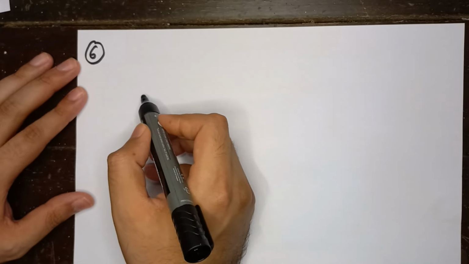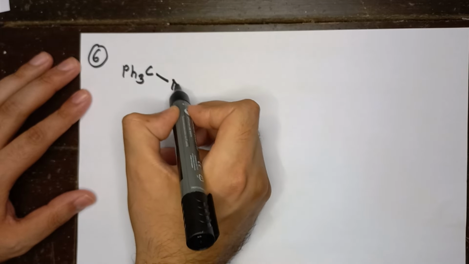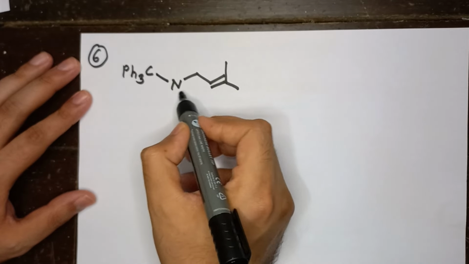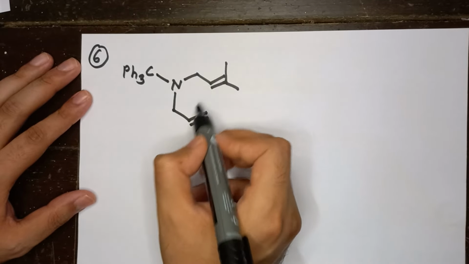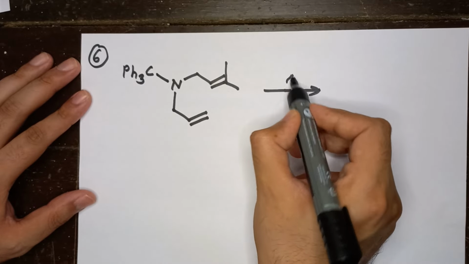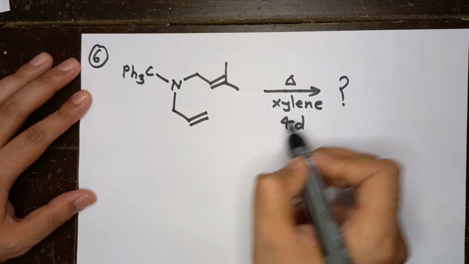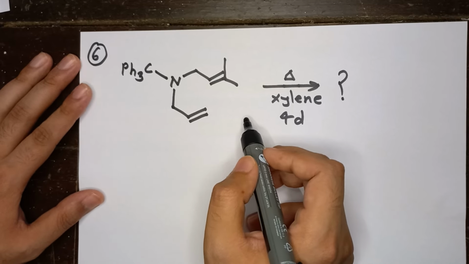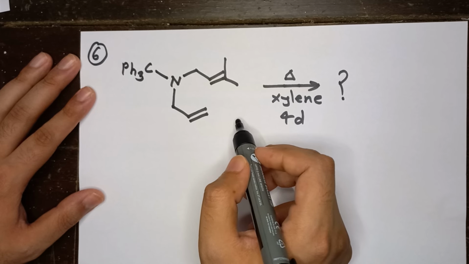Okay, here is another question. So this time I have two double bonds in a single molecule. I am heating it up in presence of xylene as a solvent for 4 days. So what is the product? Feel free to pause the video and try this reaction. Let me give you the hint that we are going to form a ring system here.